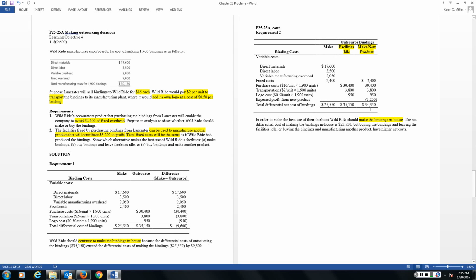And still, it only costs $25,550 to make it compared to $35,150 and $34,350. So once again, we would still continue to make these bindings in-house unless there is some other qualitative factor that we need to address, and it's worth spending the additional $9,000 to move into a new product and simply outsource our binding. Okay, so once again, we've got the beginning for our quantitative discussion. Be sure you consider the qualitative factors as well.